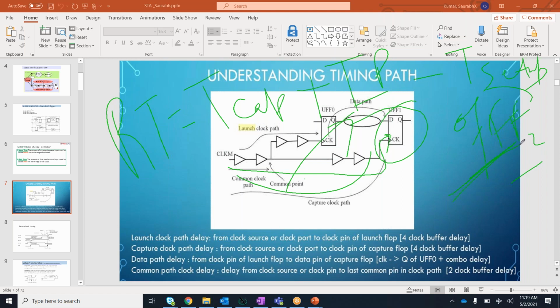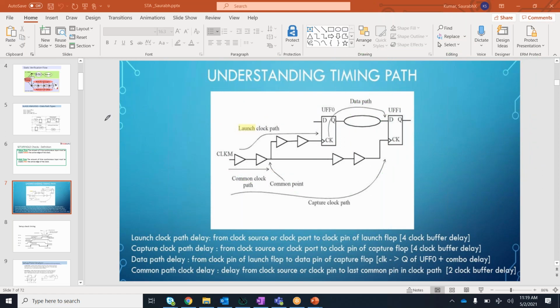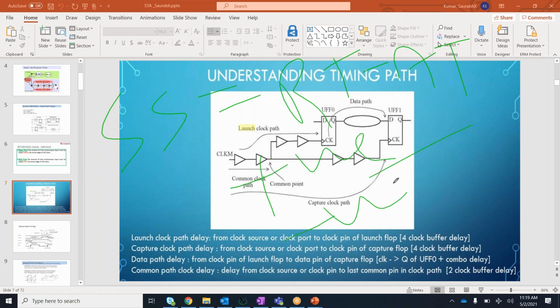Is this clear? Arrival time, required time? Yeah. And if I have to find the setup slack, we calculated arrival time and required time. We will check required time minus arrival time. If this is positive, no violation. If this is negative, it is a violation. If this is 0, no violation. 0 also is not a violation. Okay, so we understand how to calculate the setup slack.